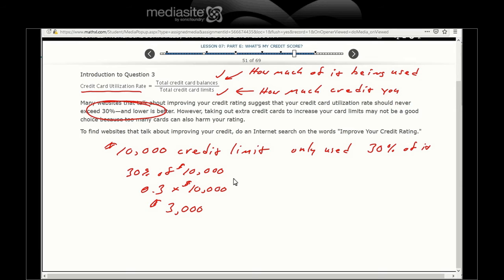So okay, why have a $10,000 credit limit? Why not just have a $3,000 credit limit? Well, the difference between the two is that extra $7,000.